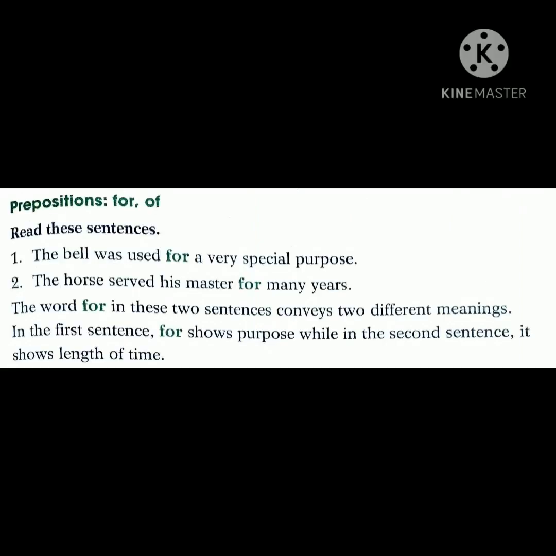Now let's revise. The bell was used for a very special purpose. The horse served his master for many years. The word for in these two sentences conveys two different meanings. In the first sentence, for shows the purpose, while in the second sentence, it shows length of time. So, as you can see in these two examples, the first for is used for purpose and the second for is used for years, or you can say time duration.